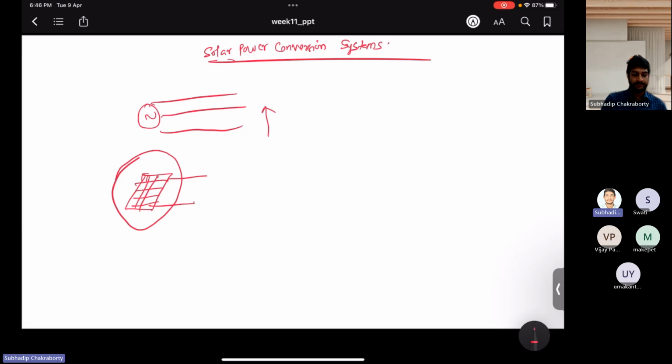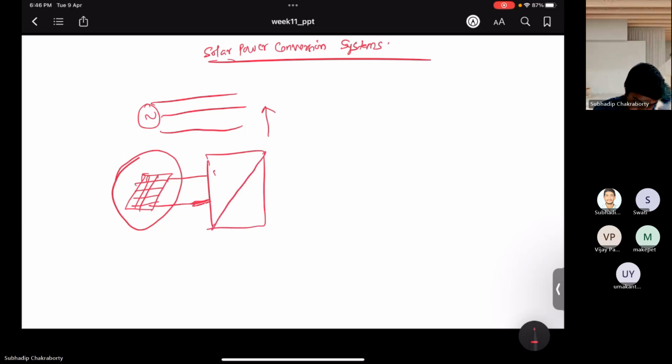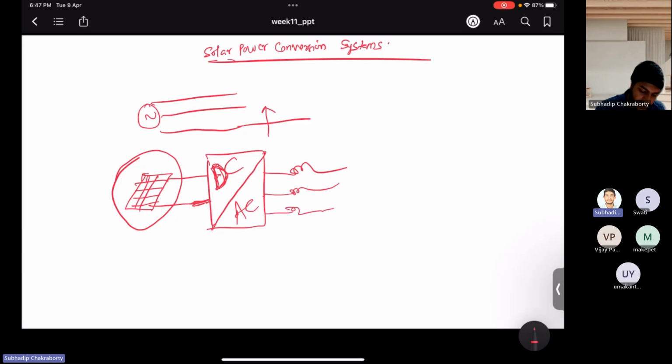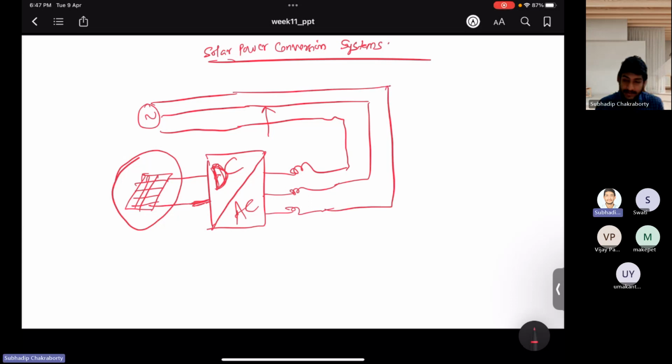So you need some medium, an interfacing medium, right? So who will do that? We will connect a voltage source converter, right? DC to AC, and we use some interfacing inductors, as you have seen also in the topologies, and we connect them to the line. Now another concept is that this is the DC side, right?